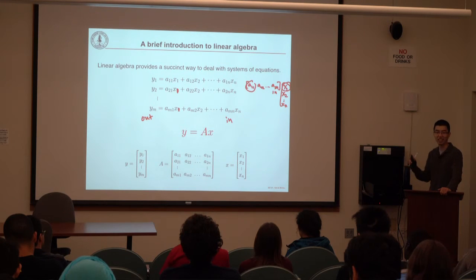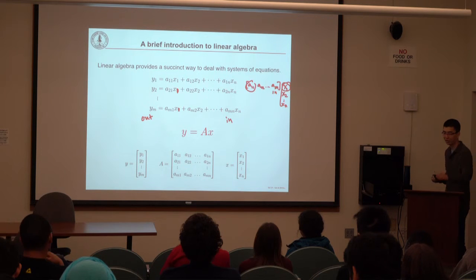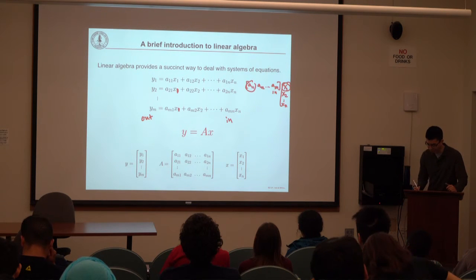Is anyone unclear on this? All right, so that's a basic simple matrix multiply.